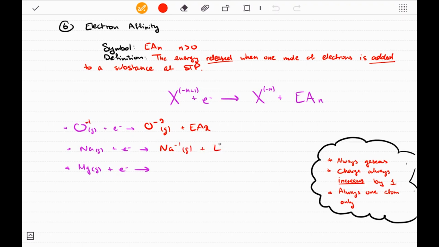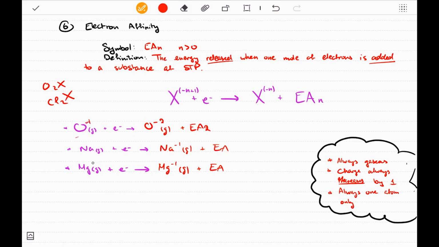You're usually never going to get anything like this in the exam, but you just need to know the general format of the equation, which is why I'm doing this. Again, we look at magnesium, which is usually to the power of plus 2. Same rule applies: magnesium plus 1, gaseous, plus electron affinity. And just remember, everything's always a gas. The charge always decreases, I should have written, by 1, and there's always only one atom involved in the reaction. We never have anything like O2 or Cl2. These just don't happen. It's always one atom only.